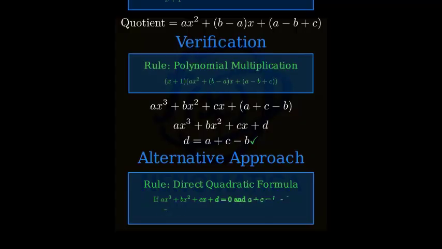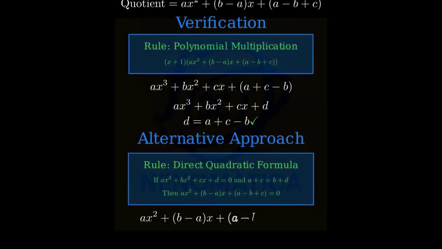There's an alternative approach to finding the quadratic equation without performing the full division. Using the formula, we can directly write the quadratic as ax squared plus the quantity b minus a x plus a minus b plus c equals 0.